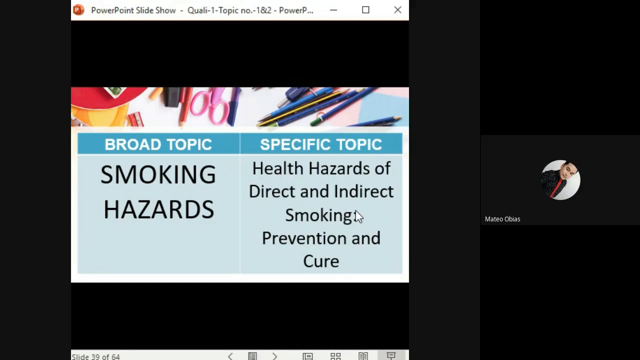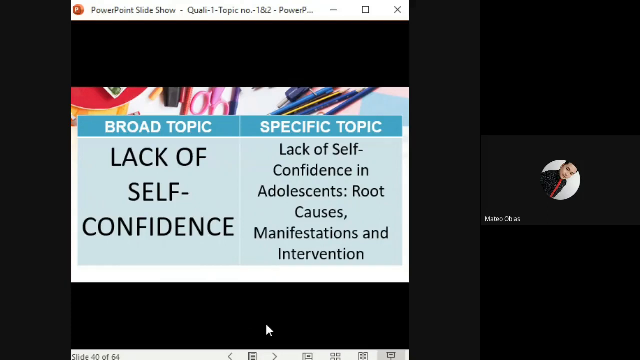Pag direct, ibig sabihin, ikaw yung naninigarilyo. Pag indirect naman, ikaw yung secondary, di ba? Ikaw yung nakakalanghap ng usok. Okay, paano maiiwasan at paano magagamot? Prevention and cure. So another example of broad topic, lack of self-confidence. What specific topic for lack of self-confidence? You can say, for example, lack of self-confidence in adolescents: ano yung root causes, manifestations, and preventions.